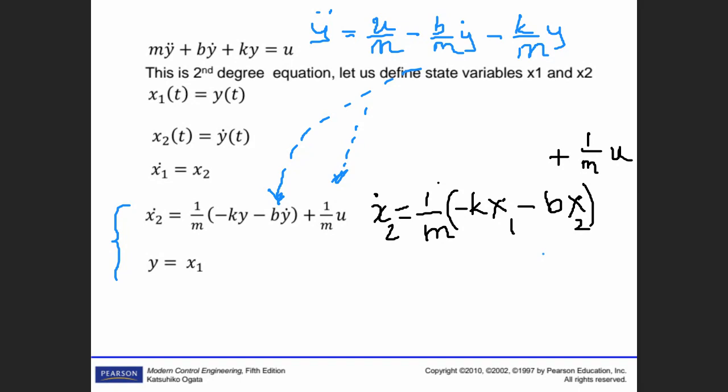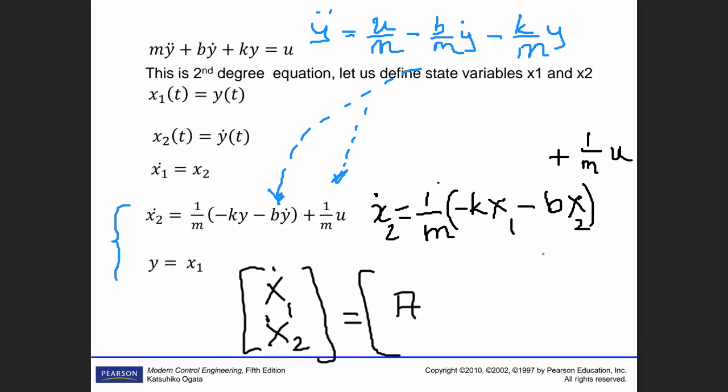So if you look at here, what we are actually forming is x1 dot, x2 dot equal to A times x1, x2 plus B times u.